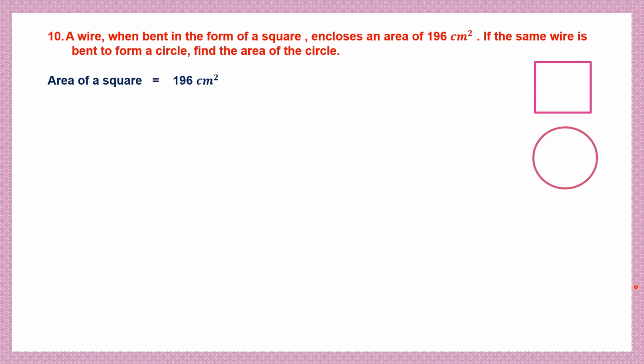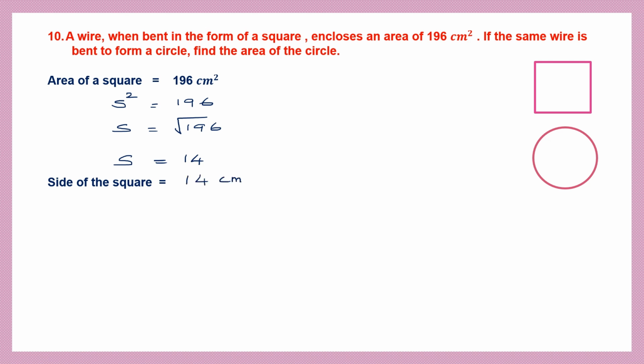So we say area of the square is 196 centimeters square. So from the area, we are first going to get the side, because we need the side to find the perimeter. So what is the formula to find the area of a square? It is S square. That is side square, which is 196. So that means side is equal to the square root of 196. And the square root of 196 is 14. So we have found the side of the square. The side of the square is 14 centimeters.